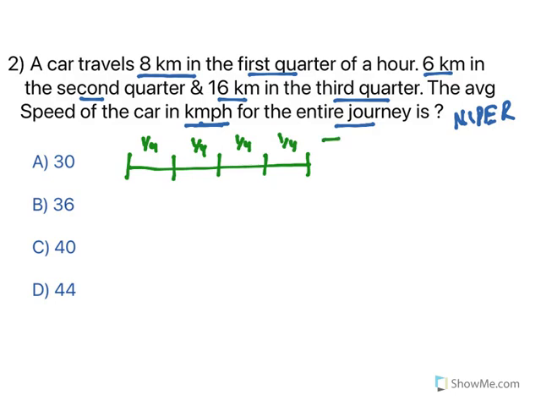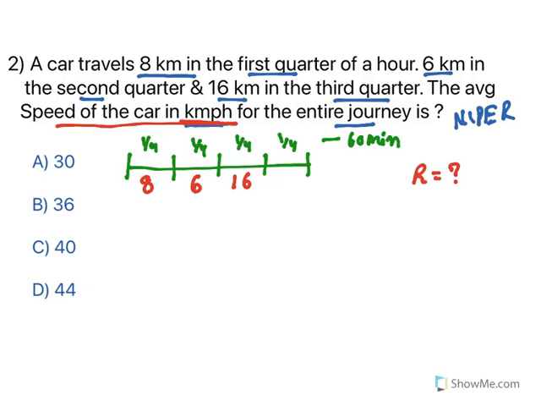Imagine this is the first quarter, this is the next quarter, this is the third quarter, this is the fourth quarter. So this is the total 60 minutes, right? Now, what does it say? For the first quarter, it has traveled 8 kilometers. For the second quarter, 6 kilometers. For the third quarter, it is 16 kilometers. This is what is given. But what is the question? What is the speed for 1 hour? You need to figure out what R is for 1 hour.